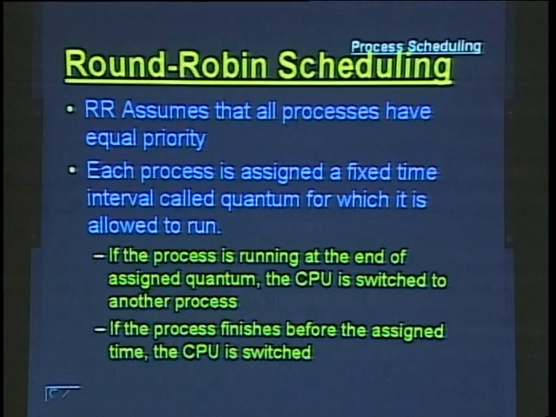Now, let us evaluate some scheduling algorithms. The first scheduling algorithm we will look at is the round robin algorithm. The round robin algorithm assumes that all processes in the system have the same priority, and each process is given a fixed amount of CPU time to be used, and we learned that is called quantum. A fixed interval of time which is allotted to each process to run is called quantum.